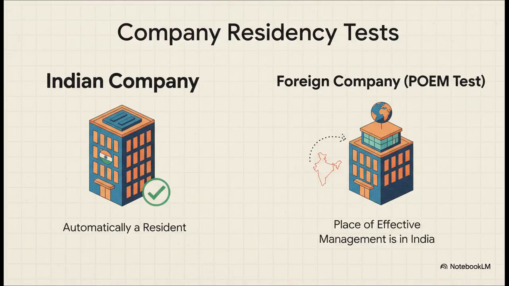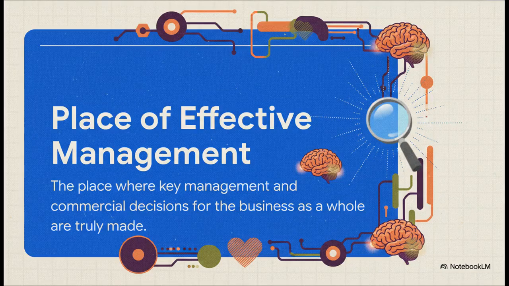For companies, it's pretty clear-cut. There are basically 2 ways a company becomes an Indian resident. First, if it's an Indian company to begin with, then it's a resident. Duh, right? But for a foreign company, it all comes down to something called its place of effective management, or POM. So what on earth is POM?